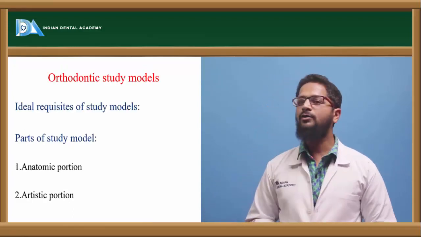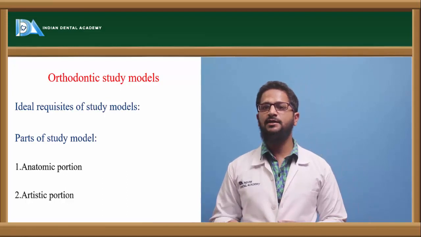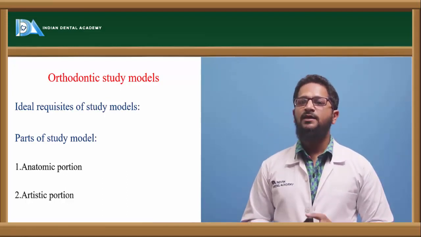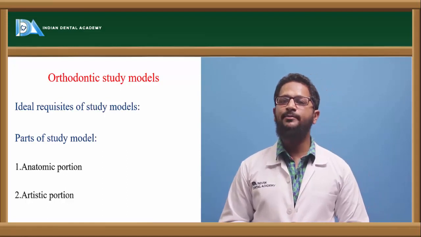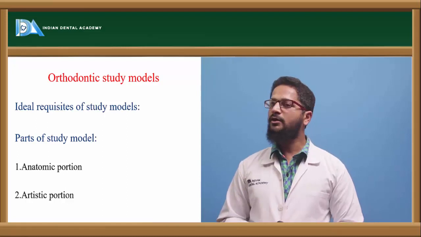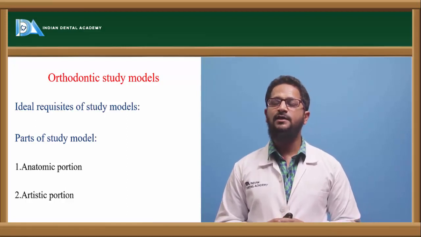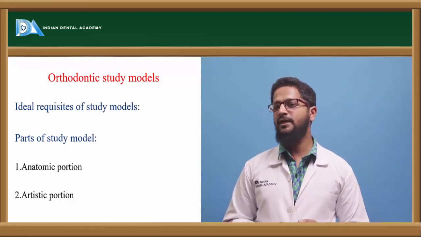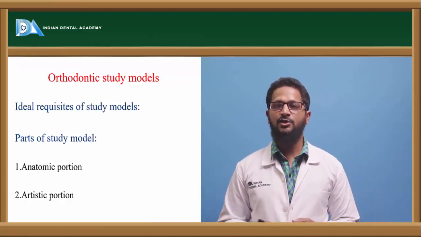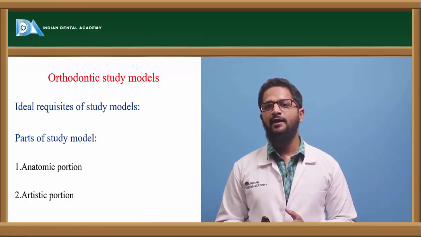Now let us know about another diagnostic aid, that is the orthodontic study models. What are these study models? Study models are actually plaster reproductions of teeth and their supporting structures. Orthodontic study models have a number of advantages. Whenever these plaster reproductions of teeth and supporting structures are taken, we can evaluate the dentition and the status of the supporting structures in detail.